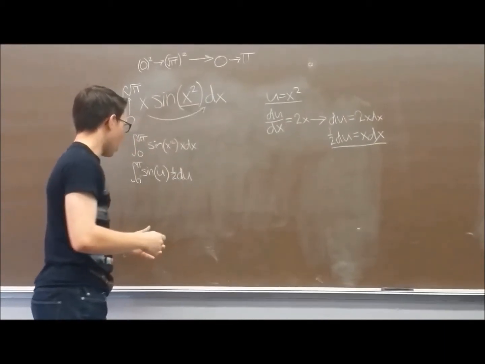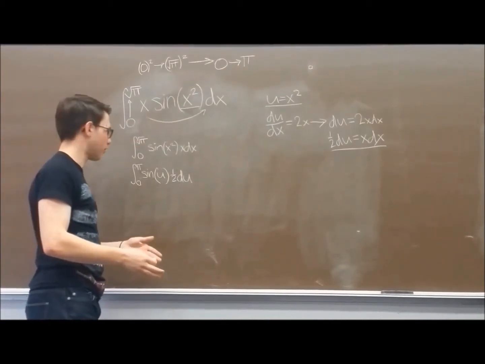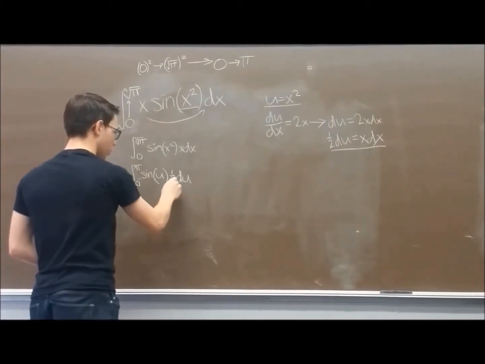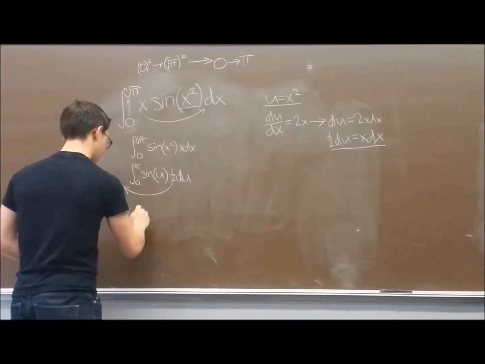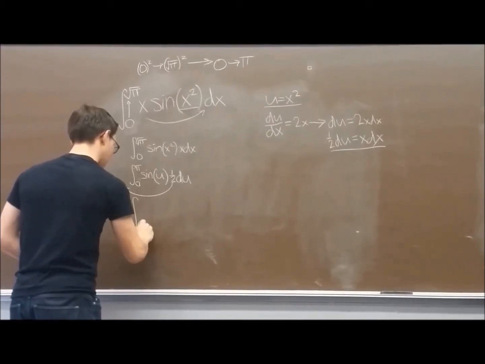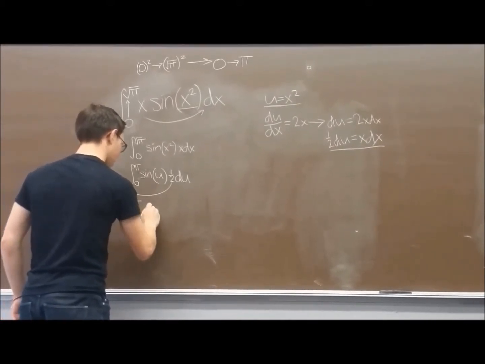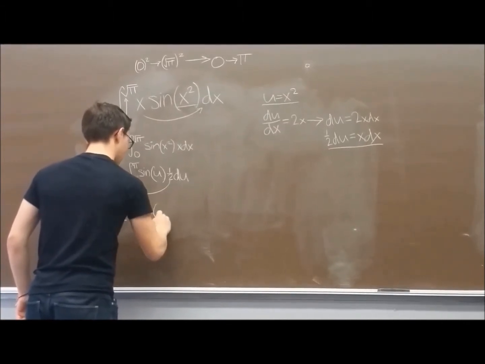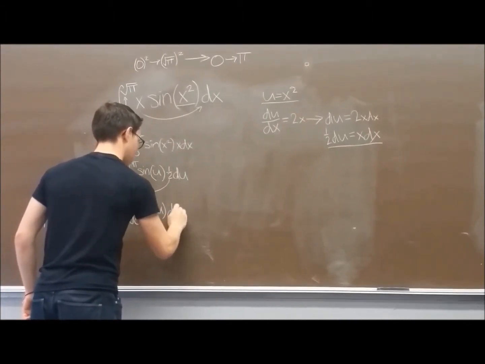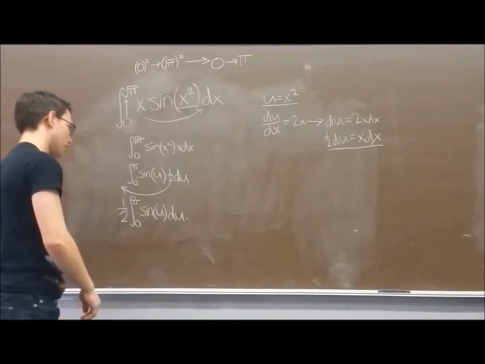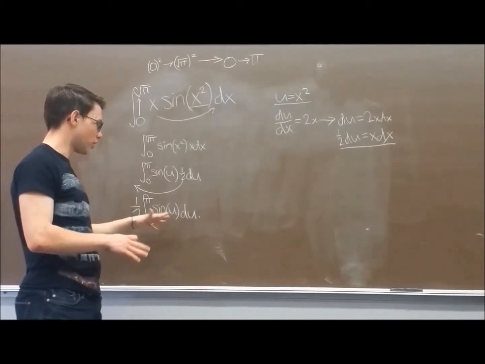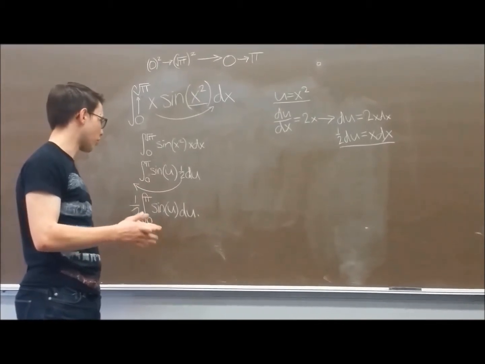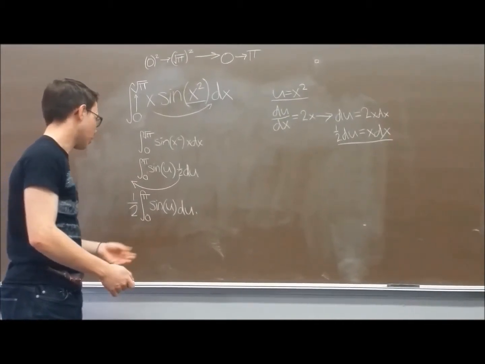To complete the simplification before we actually take the integral, we will move the 1/2 out of here, getting 1/2 times the integral from 0 to pi of sine u du. All right, so now that we've simplified this function to as basic a form as we're going to get it, it's time to take the integral.